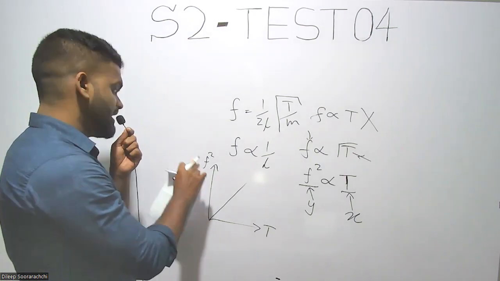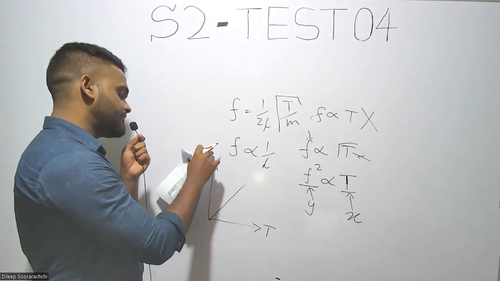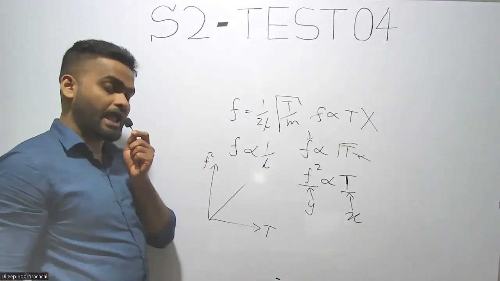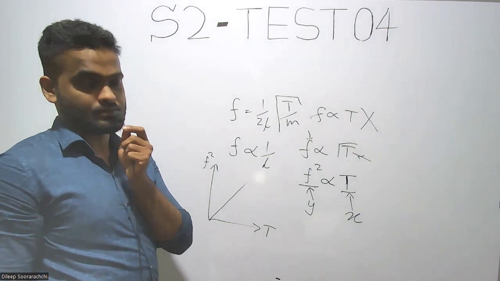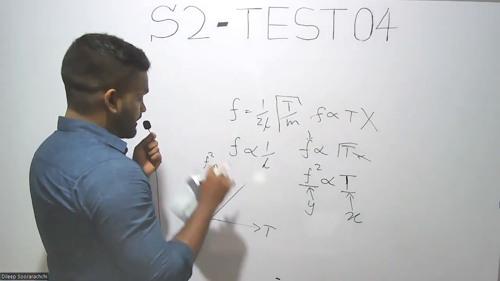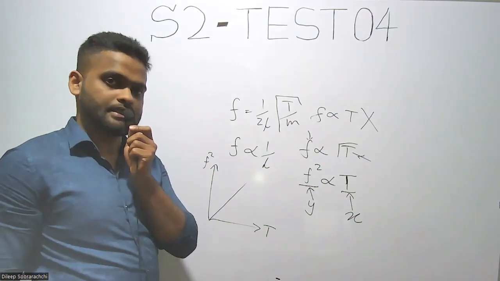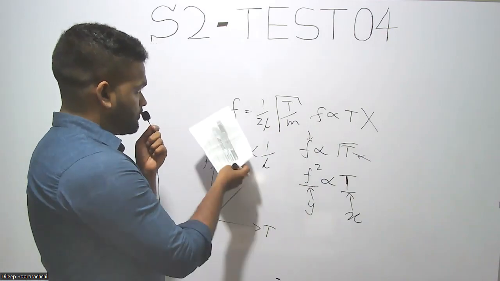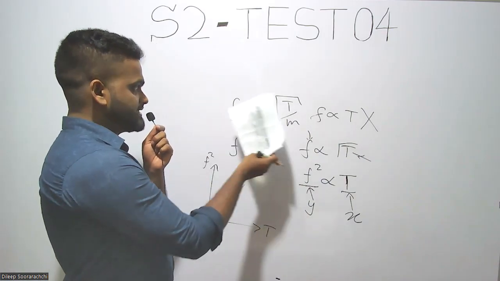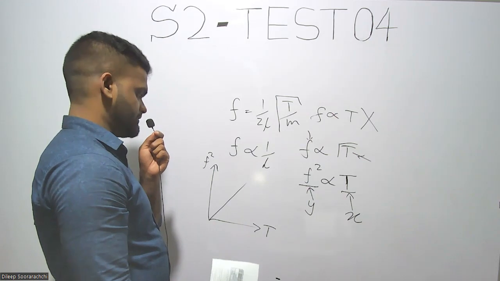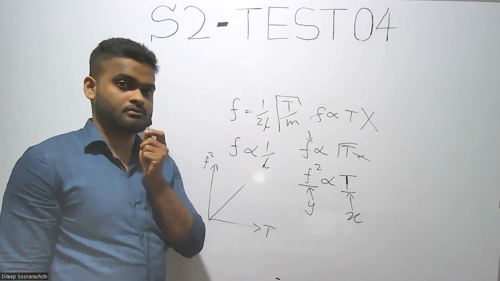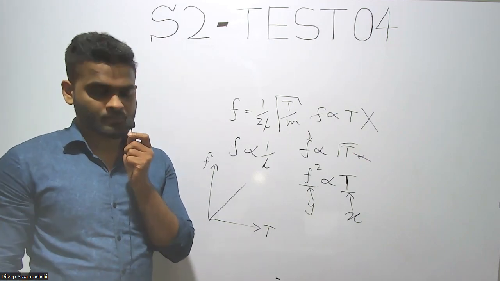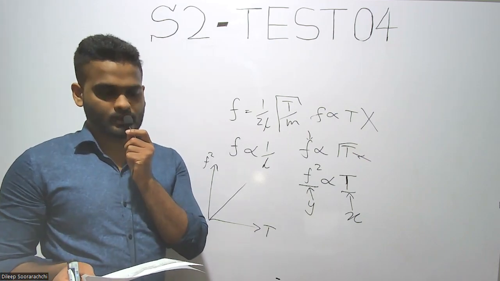Here we need to make sure that the y-axis is f squared, not simple f. Between simple f and capital T, we don't have a linear combination, but between f squared and T, we do. So if you are going to draw a graph, first you have to square both sides of this equation in order to get a linear combination. The experiment would be easier that way. So the answer for the second one should be the fourth one.